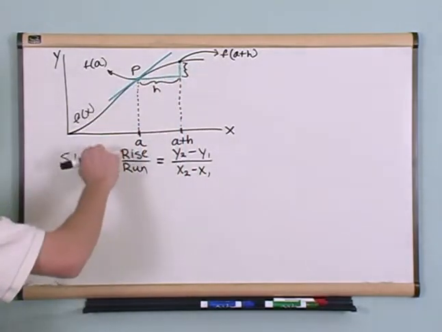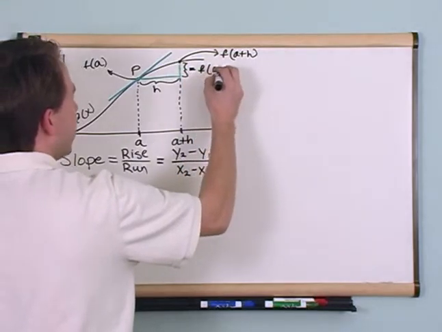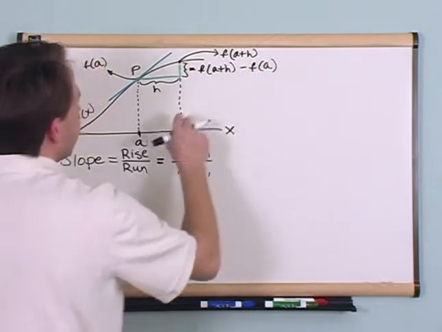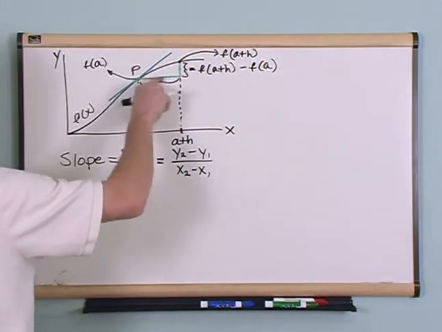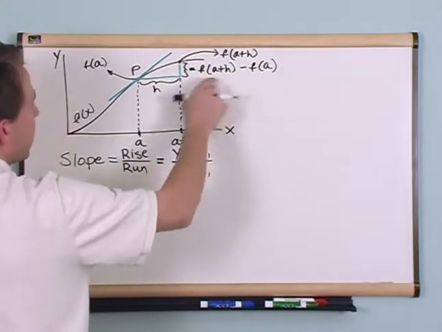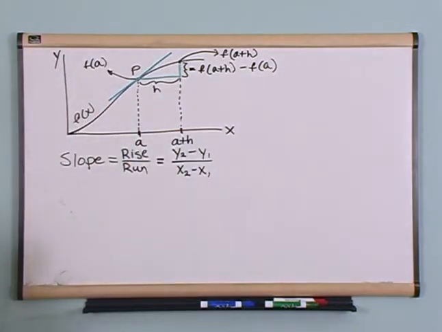This distance, okay, is just equal to f of a plus h minus f of a. I take the y value here, I subtract the y value here, which is the same as the y value here, and I get this difference, and this is this quantity here. This is my rise, this is my run. Okay? Let me write that down for a second.